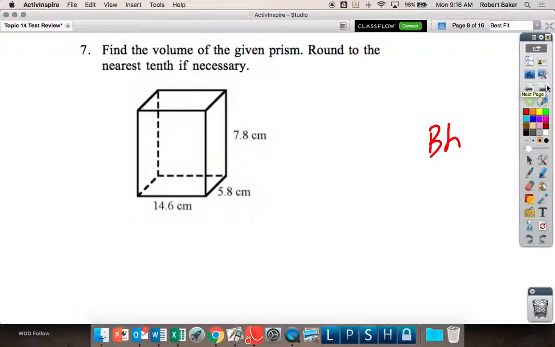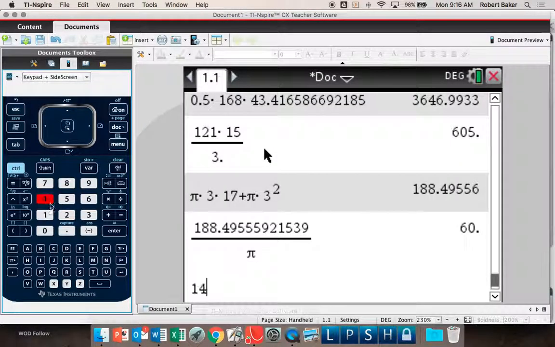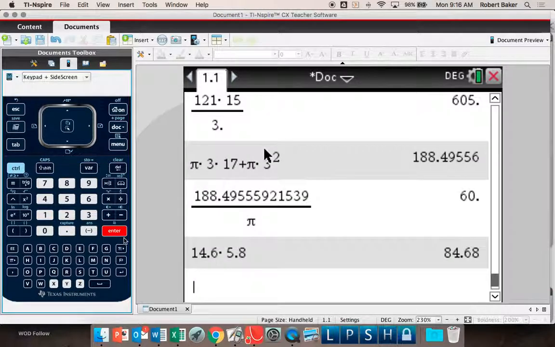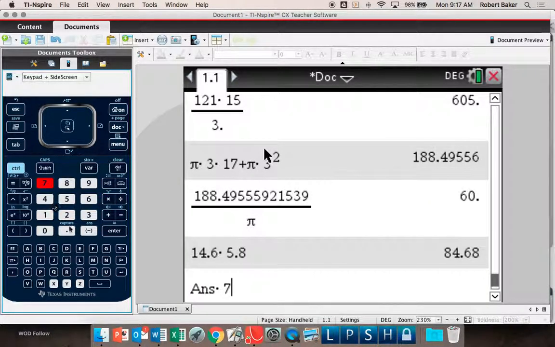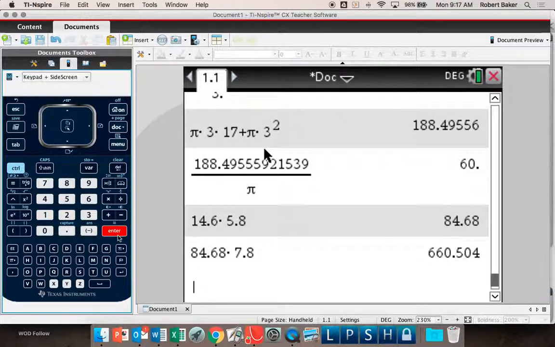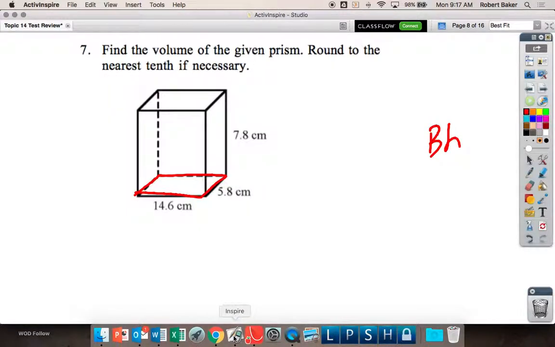Find the volume of this guy. Any trouble with this one? Just length times width times height, or area of the base times the height. So you had to find the area of the base, 14.6 times 5.8. 84.68, and then that quantity times the height, 7.8. 660.504, and it says round to the nearest tenth, so 660.5.